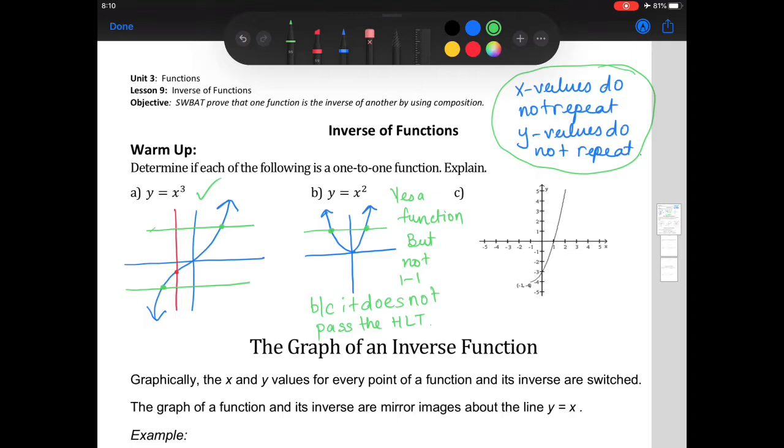Now the next one, C. Again, draw the vertical lines. If I draw the vertical line, it is a function no matter where I draw them, right? Now let's draw the horizontal lines. Is it one-to-one? Yes, it is one-to-one, because it is touching the graph only once. So yes, one-to-one, and this is also yes, one-to-one.